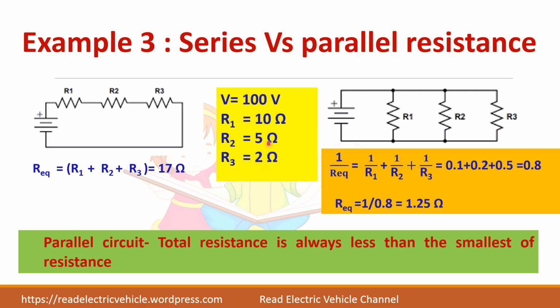So whatever is the minimum value or the smallest resistance here is 2 ohms. Your R equivalent will be less than this 2 ohms. So you can verify your answer like this.